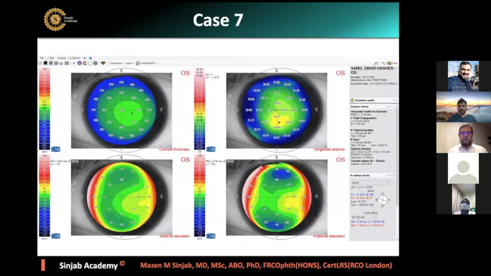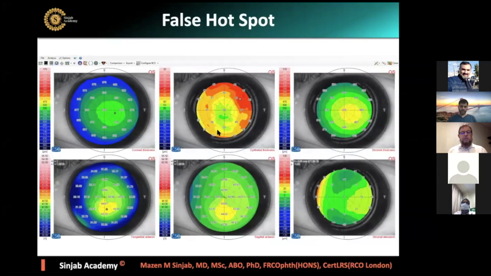This is case number 7 on Cyrus as well, MS39. As you see, there is inferior steepening on the tangential curvature. And there is a suspect, maybe, because there is a tongue-like extension on the posterior elevation. Now let's see. As you see here, there is no thinning in the epithelial thickness map. There is thickening in the epithelial thickness map over this hotspot in the sagittal anterior curvature. So this is a false hotspot.